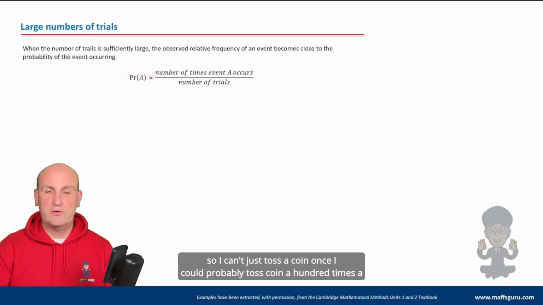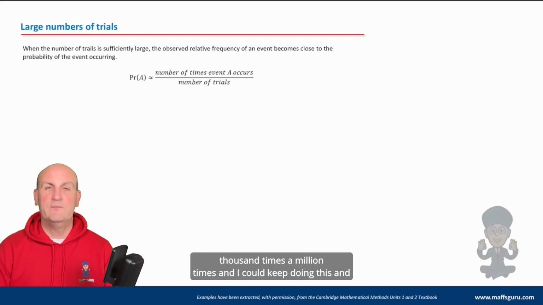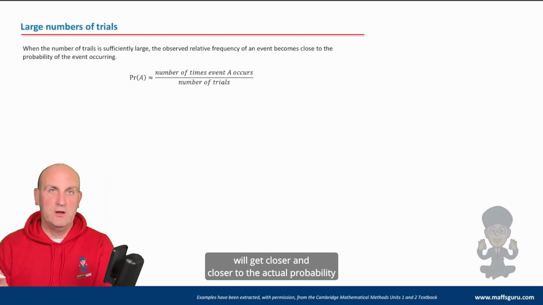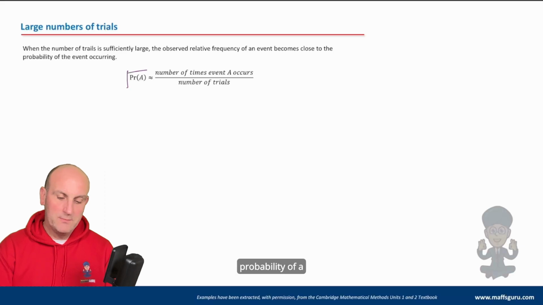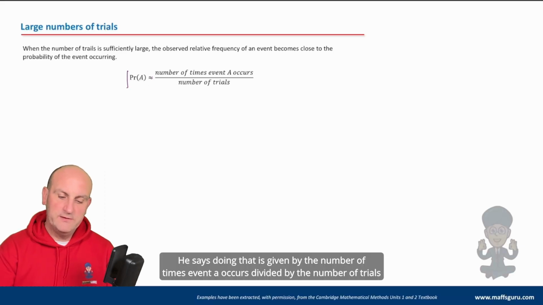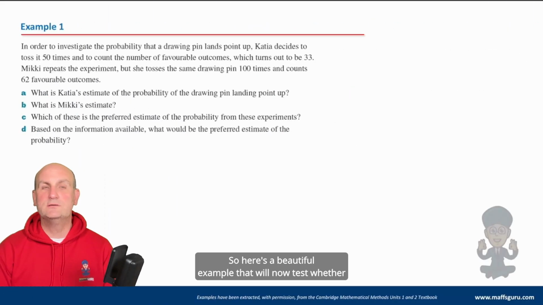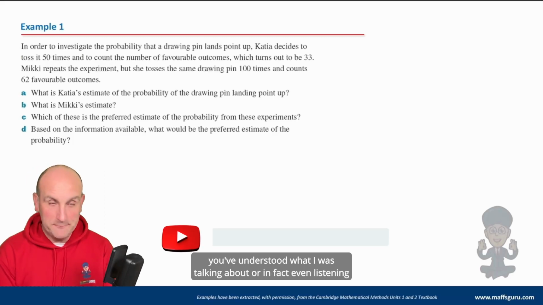So I can't just toss a coin once. I could probably toss a coin 100 times, 1,000 times, 1,000,000 times. And I could keep doing this, and hopefully we would find that my relative frequencies will get closer and closer to the actual probability, and in that situation, probably for a coin, about 0.5. Again, the probability of A is given by the number of times event A occurs divided by the number of trials. So here's a beautiful example that will now test whether you've understood what I was talking about, or in fact even listening.